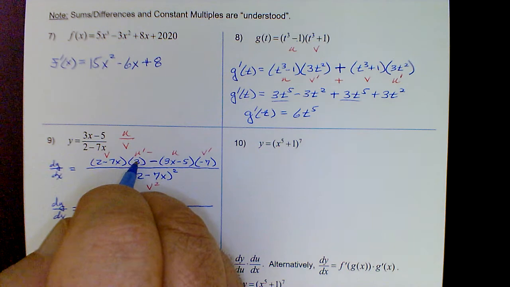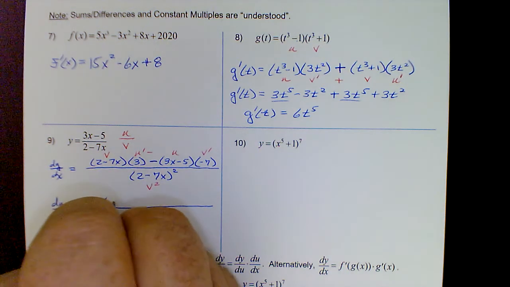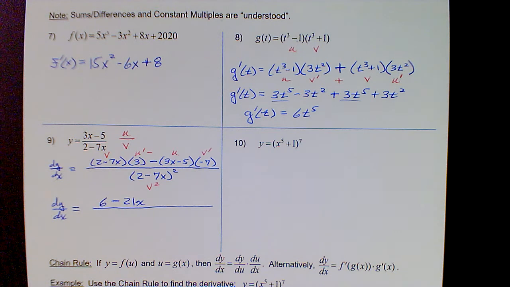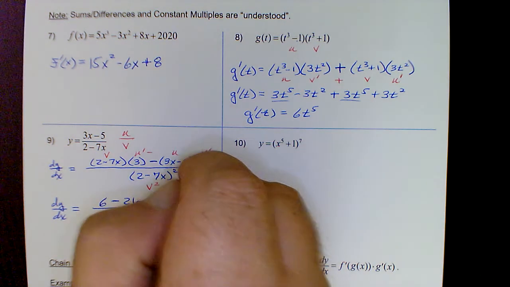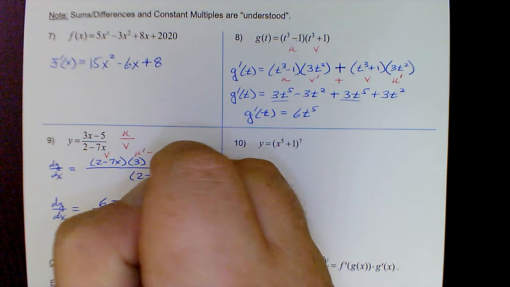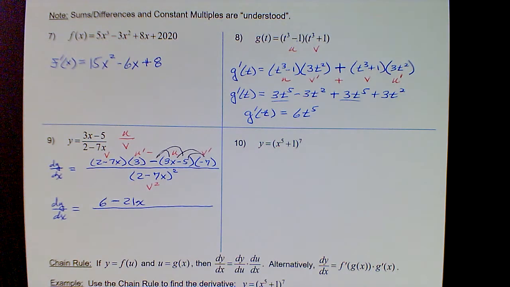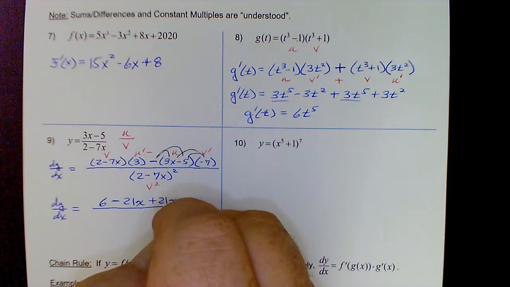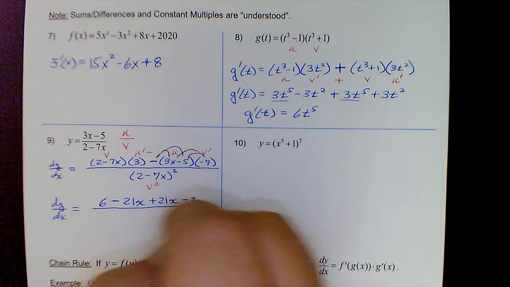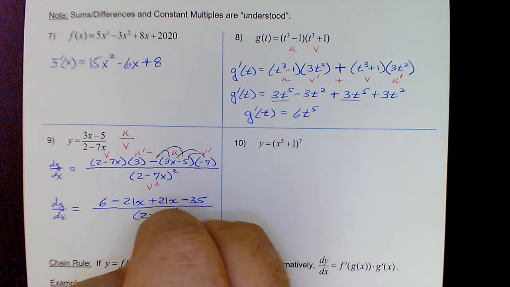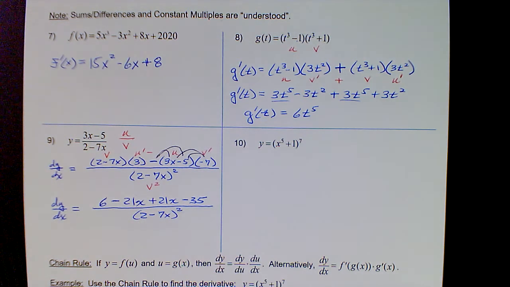We'll distribute this 3, do the natural algebra. We get 6 minus 21x. Okay, here, as you think of distributing this negative 7, also think of distributing this negative. So really what you're distributing is a positive 7. So times 3x is plus 21x, and times negative 5 is minus 35. And that's all over, you want to leave this binomial squared in the denominator. No need to expand that.